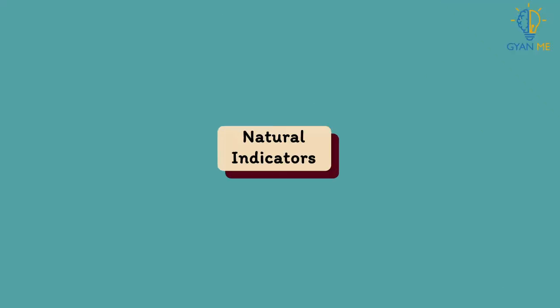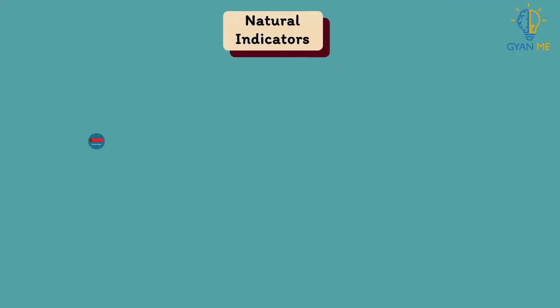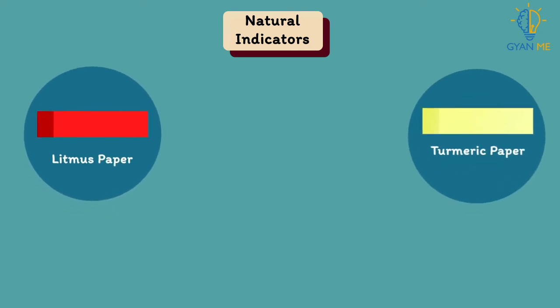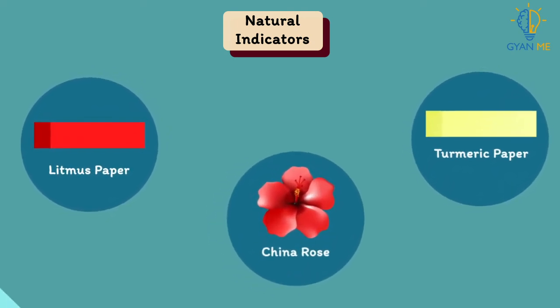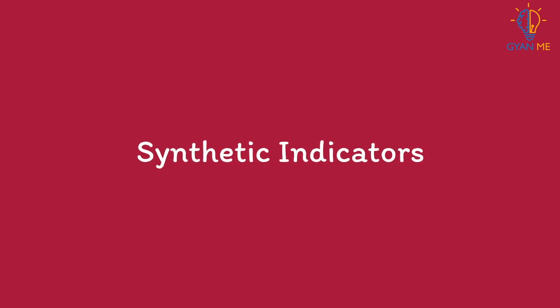So to summarize, we saw how natural indicators like litmus paper, turmeric paper, and China rose work. In our next video, we will learn more about synthetic indicators.